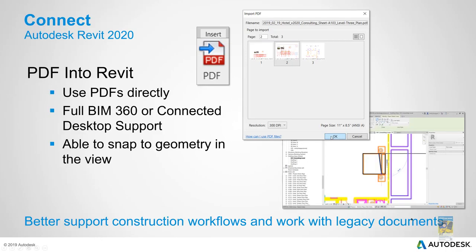So here, when we talk about taking a PDF and bringing it into Revit, it comes directly into the software. It is obviously connected to BIM 360 and desktop support if you need to. And you can actually snap to the geometry inside the view to help you draw.